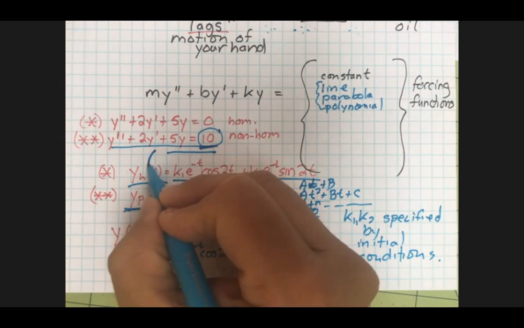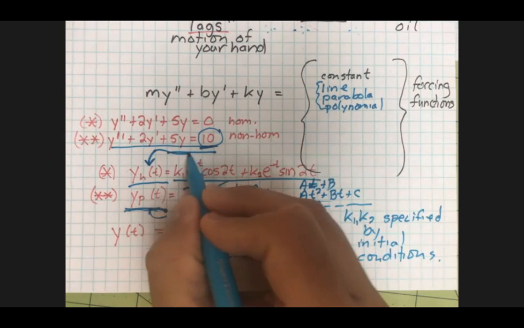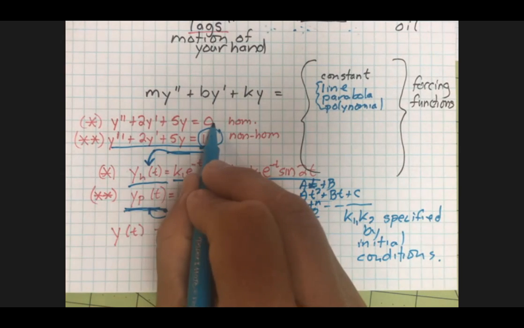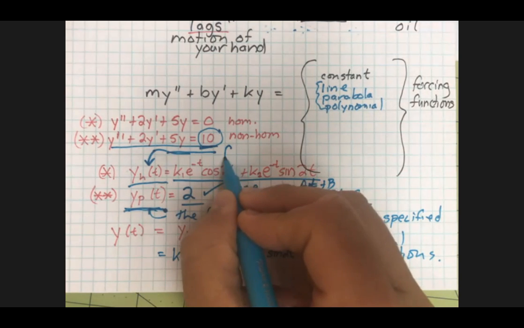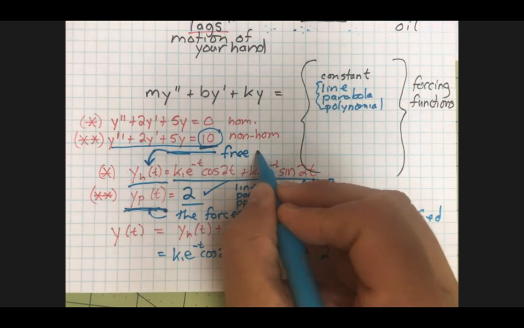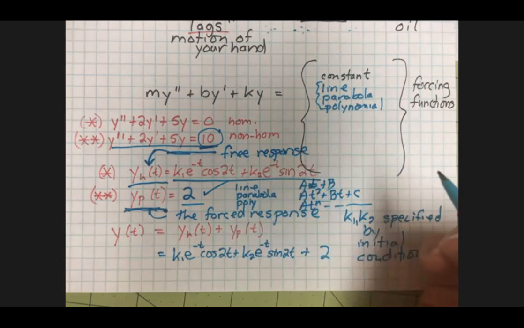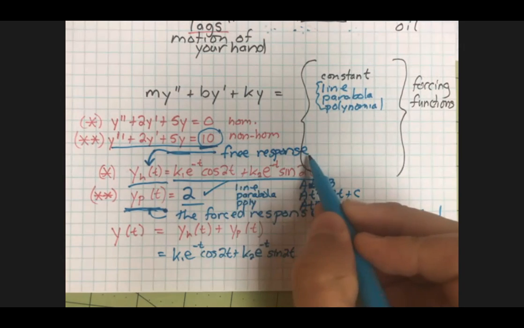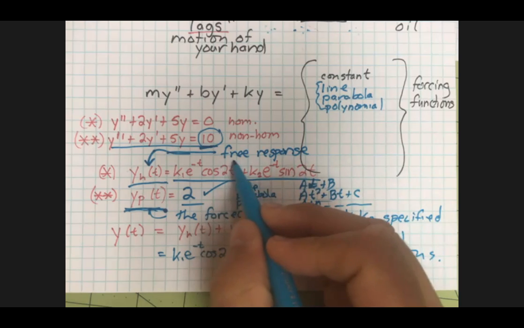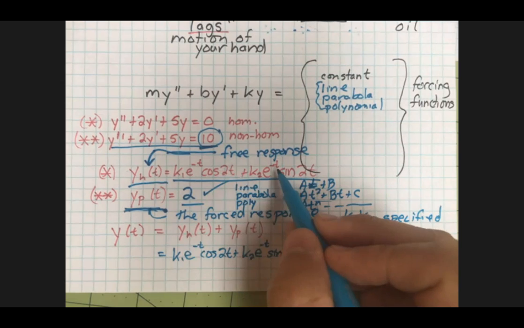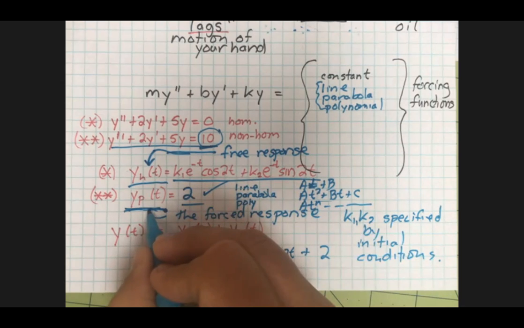And then what should we call the yh? The yh was the response of the system before I forced it. No forcing, right? So some people call this the free response. So you just hear different vocabularies. Some people call it the unforced response. Some people call it the natural response. So be open to different words, but they're presented in the book.